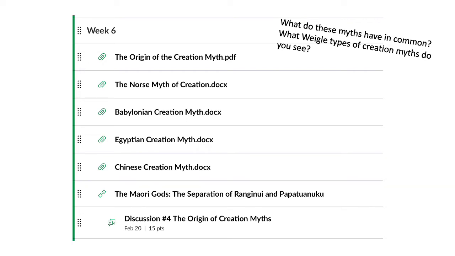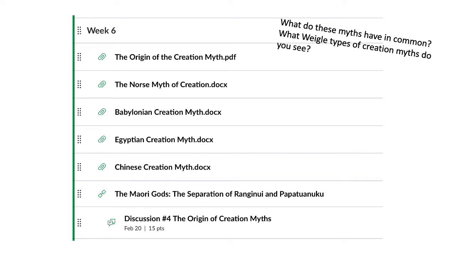You'll notice that we have the Norse myth of creation, the Babylonian creation myth, Egyptian creation myth, Chinese, the Maori, which are the indigenous people of New Zealand. So lots of different areas around the world, different cultures.